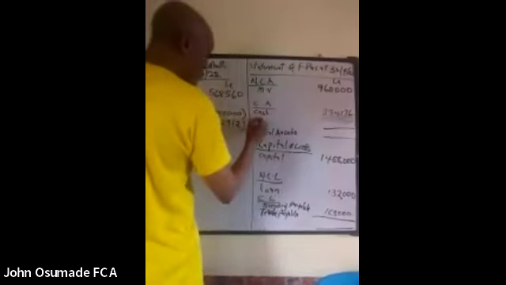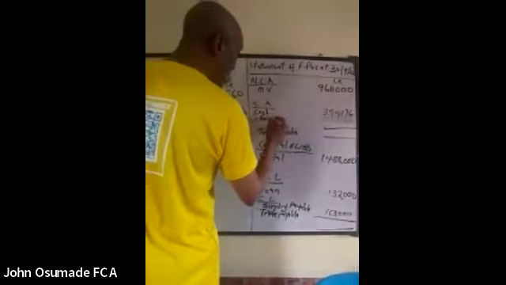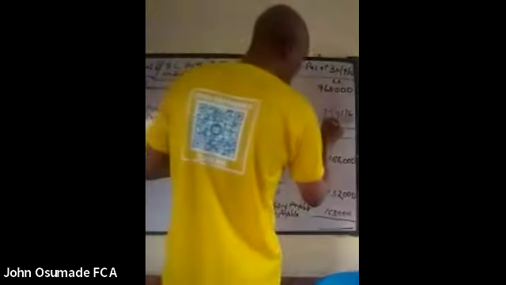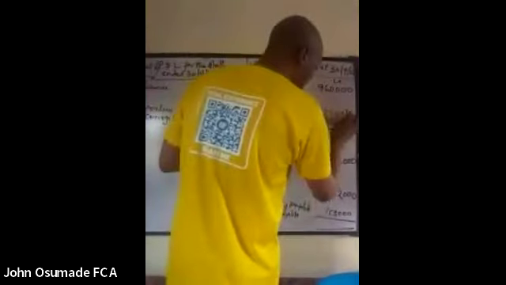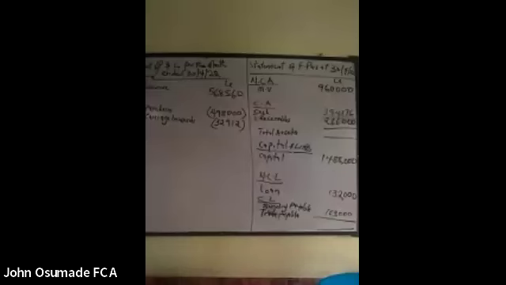Current asset. Trade receivable. Now you will add the two together. There are two trade receivables there. You add them together, you will have 266,000. Yes, sir. Then you have sundry expenses.